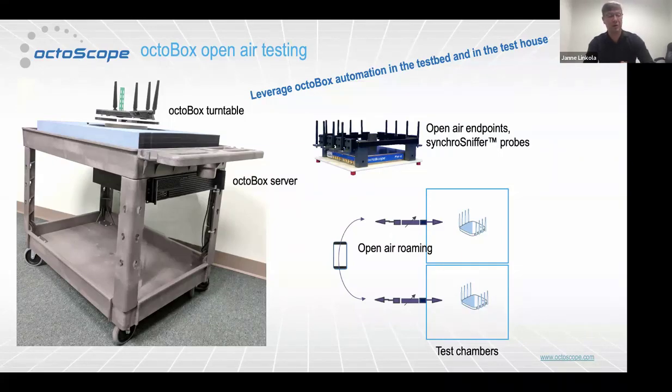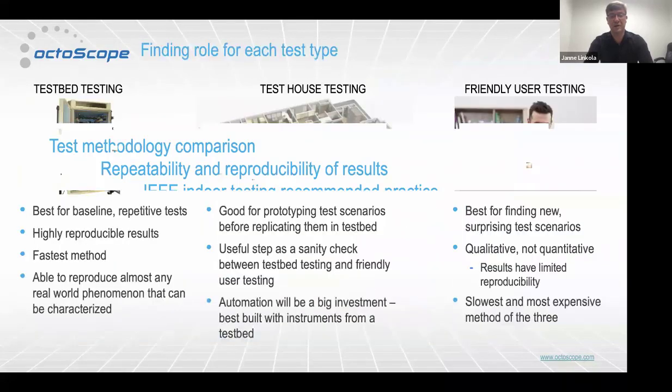So as you think about automating your test house test procedures, it makes a lot of sense to reuse investments that companies like us have already made, because we have the instruments, they're all software controllable. We have servers running software, test scripts, so you don't have to reinvent the wheel and can use the investments that we have made.